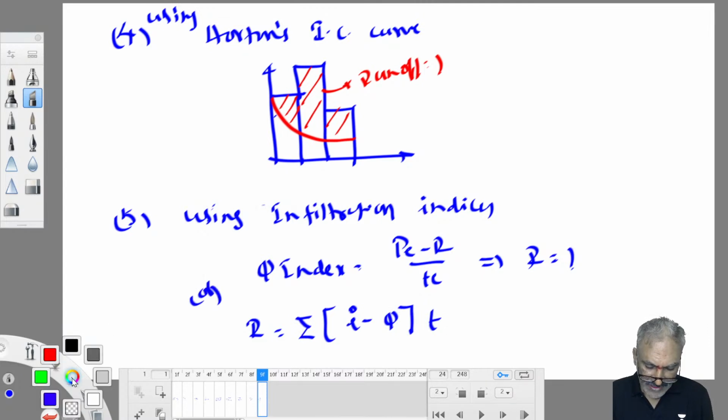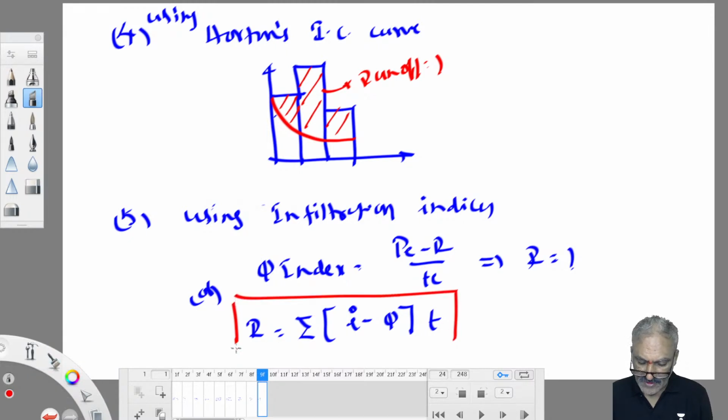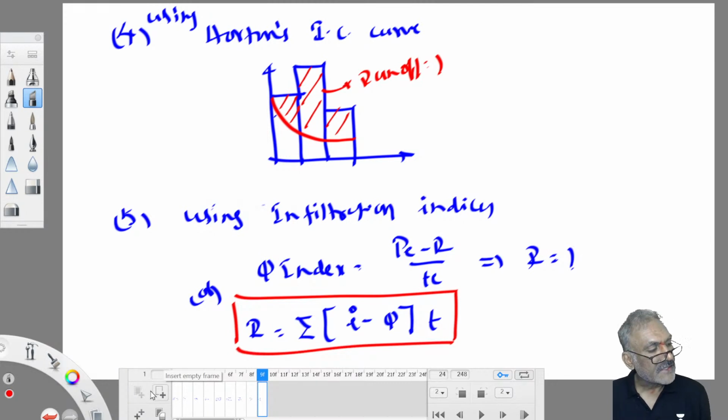I speak of the intensity of rainfall. Intensity of rainfall into time will give total rainfall. Then the average rate of infiltration into time will give infiltration. So rainfall minus infiltration is equal to what? Runoff only. So that is how we can work out the things. Already we saw some problems, numericals in the infiltration topic related to them. So this is another method available.